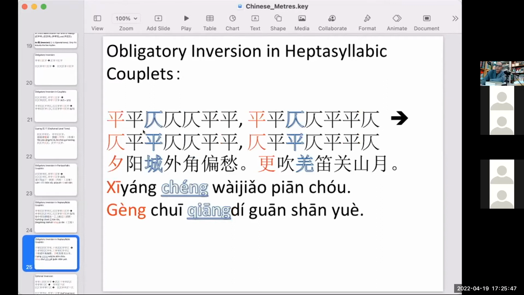Another example here, the first ping changed into zi, and so the third zi changed into ping. And as you can see, the ping and zi here had to be changed. So when he changed the ping into zi, he had to change the other ping into zi also. And this is the third, so also had to change it into ping, to keep this antithesis and the parallel I have just explained.